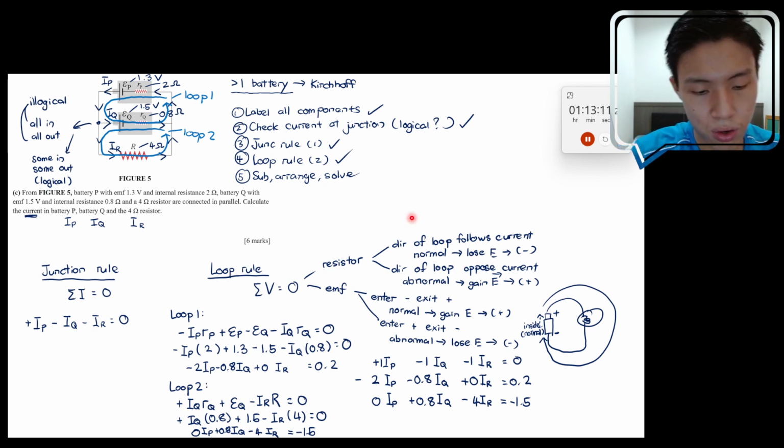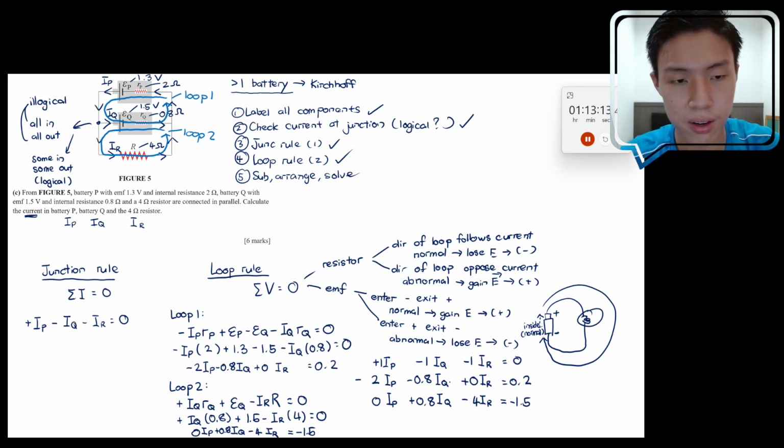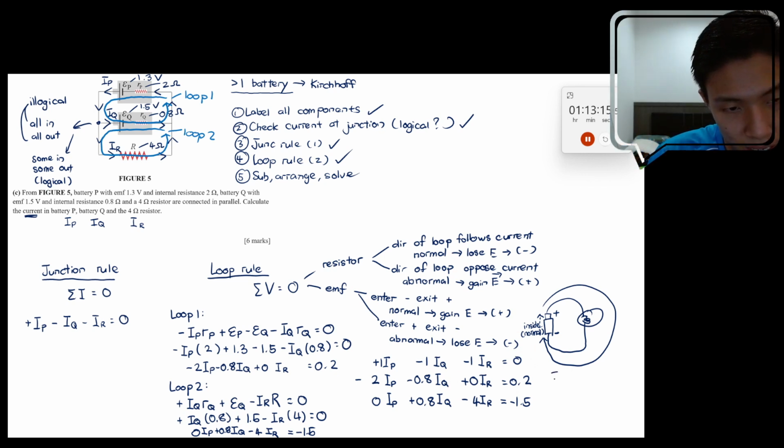Okay, so you get your answer. Let me write it down. You get IP is equal to 3/160 ampere, which is equivalent to 0.0188 ampere.